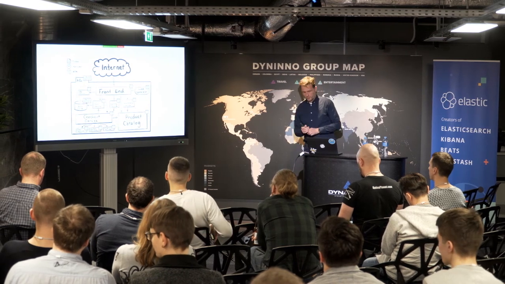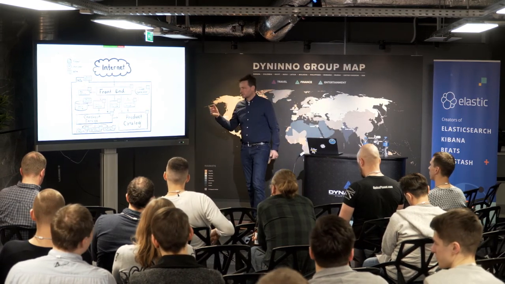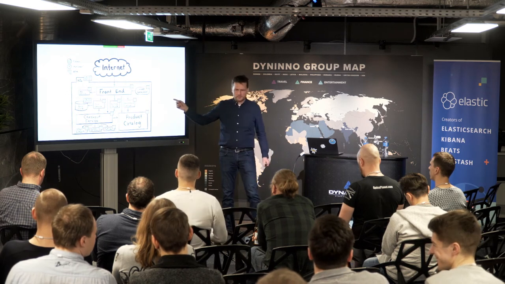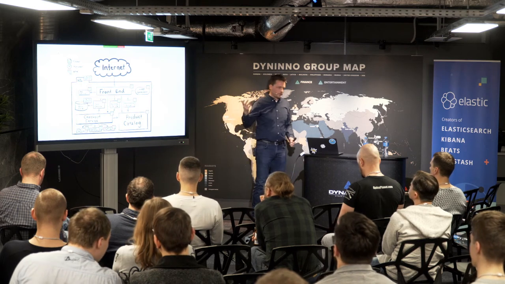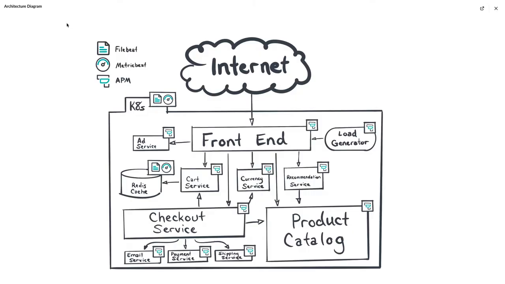Quickly going to cover what we are looking at here. This is, I think it's called Hipster Shop. It's a Google Kubernetes-based demo application that we refactored with our own APM instead. In terms of how we are monitoring, all the different services here have had the APM agent added to them.